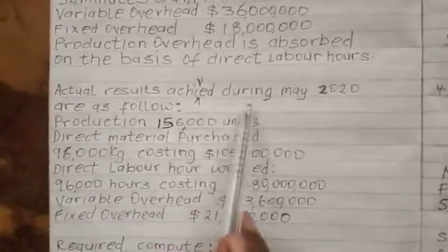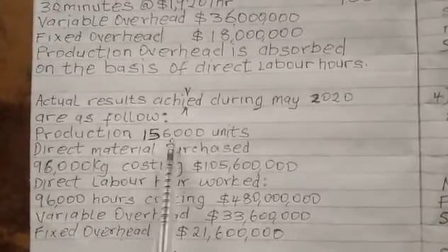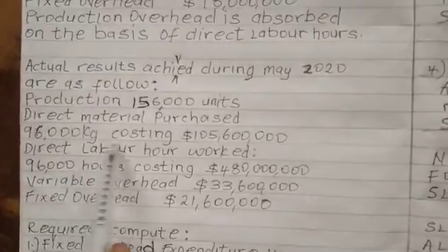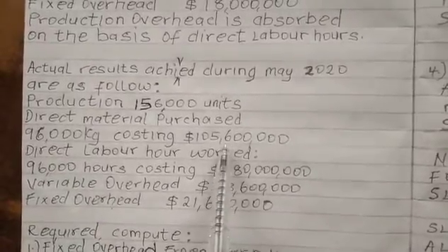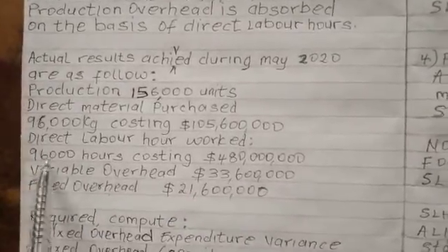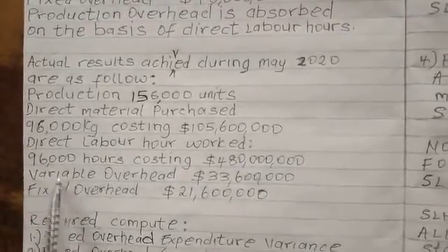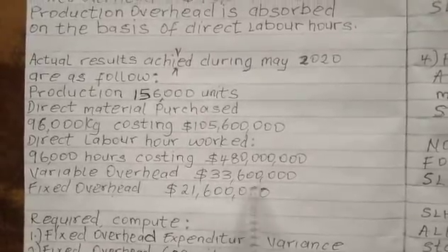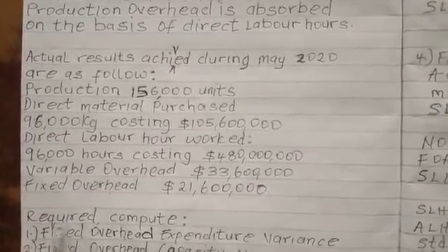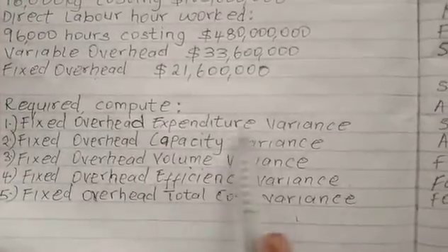Actual results achieved during May 2020 are as follows. Production: 156,000 units. Direct material purchased: 96,000 kg, costing $105,600,000. Direct labor hours worked: 96,000 hours, costing $480 million. Variable overhead: $33,600,000. Fixed overhead: $21,600,000. Required, compute: 1. Fixed overhead expenditure variance.